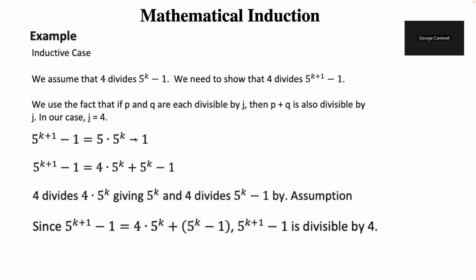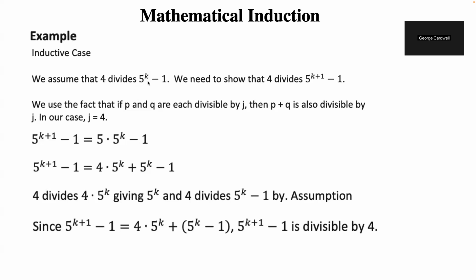Now we showed that if we assume 5 to the k minus 1 is divisible by 4, we proved that 5 to the k plus 1 minus 1 is divisible by 4. So if we set k to 1, we know that 5 to the 1 minus 1 is divisible by 4. That means now set k to 2. Well, sorry, yeah, 5 squared minus 1, which happens to be 25 minus 1 is 24, is divisible by 4.